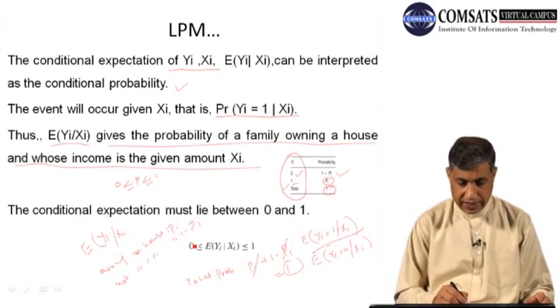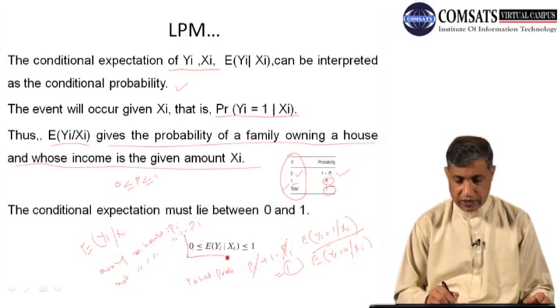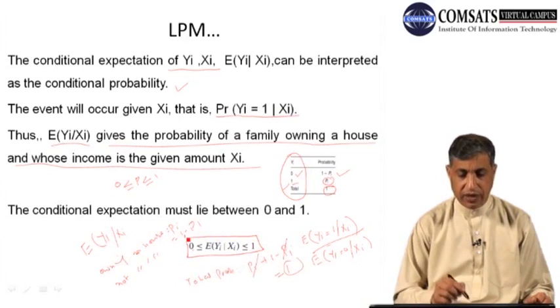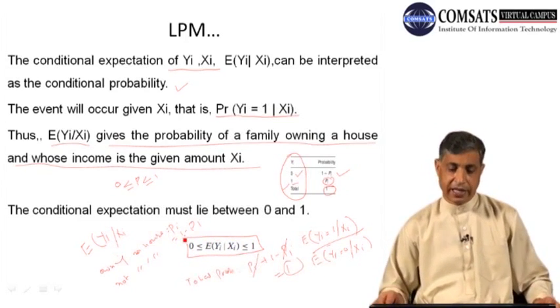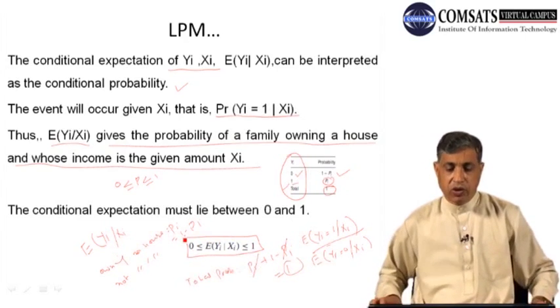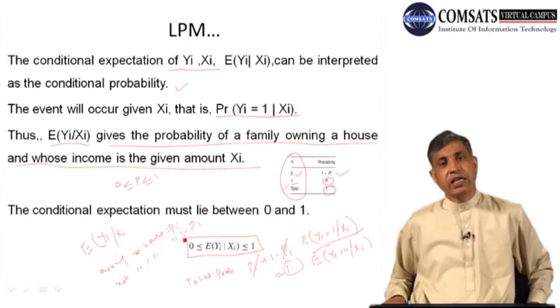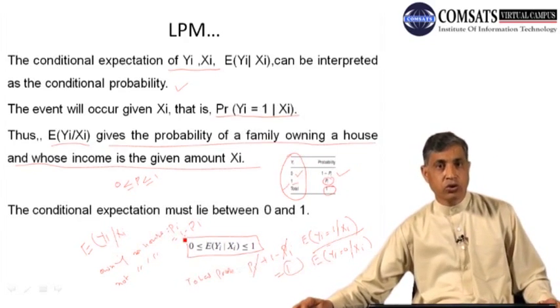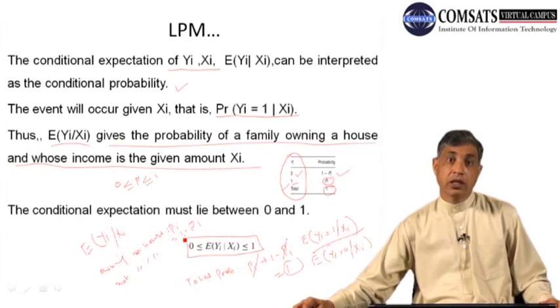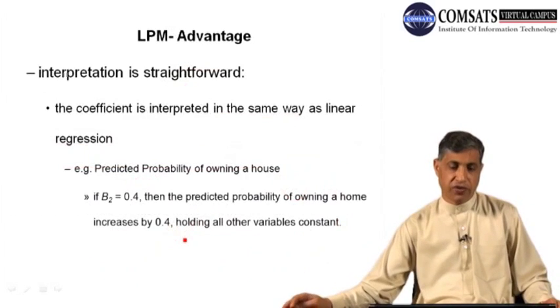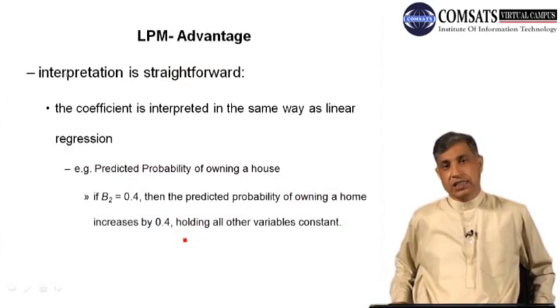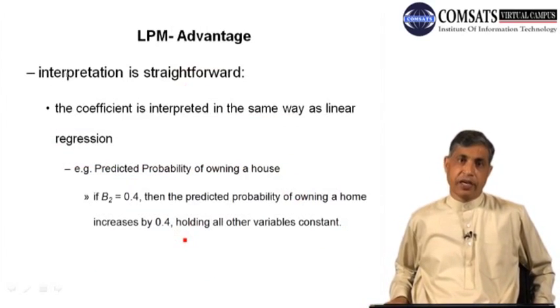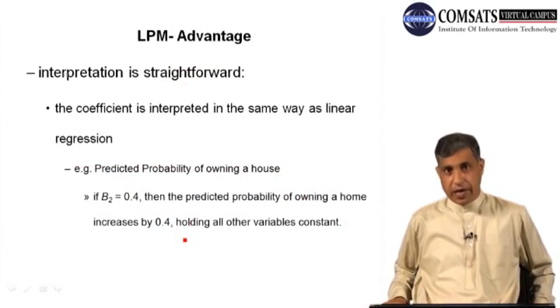And if you look here, we have set a range. This is a rule of probability, that the expected value of yi given xi, where yi is the probability of owning a house, can range between 0 and 1. If it is 0, you are homeless. If it is 1, you are the owner of a house. What is the advantage of LPM, that is, the linear probability model?